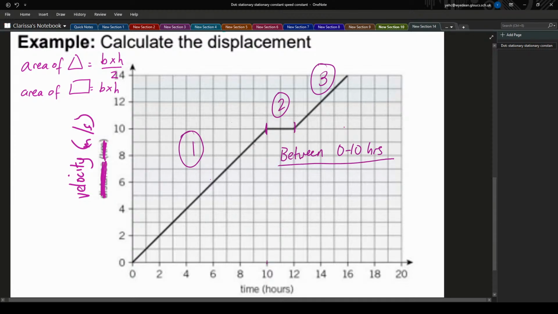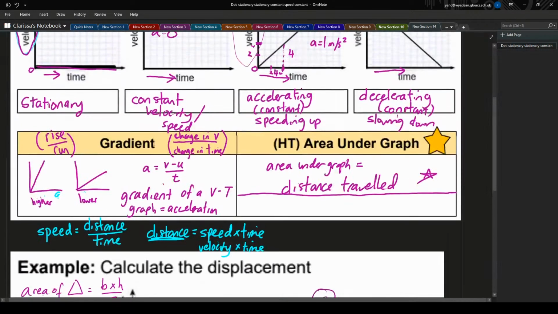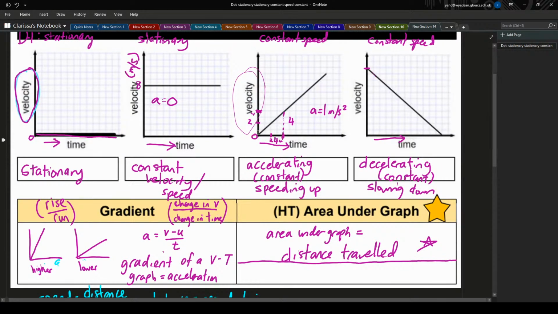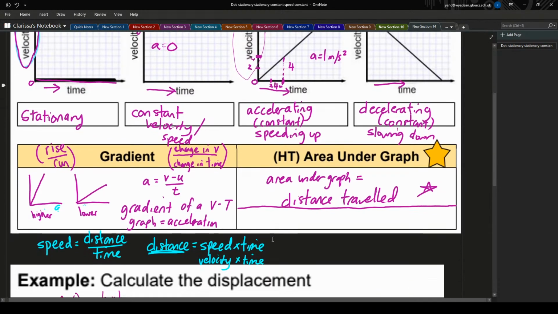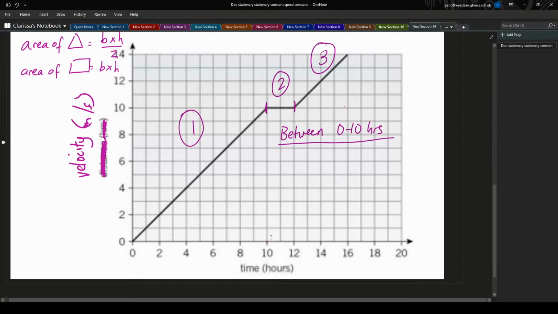That means then, remember from at the start, when you have this shape, when velocity is going up at a constant rate, that means that it's accelerating or speeding up at a constant rate as well. Object has constant acceleration.